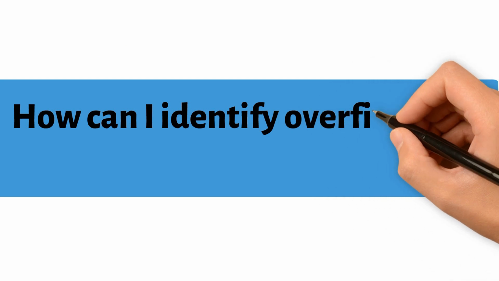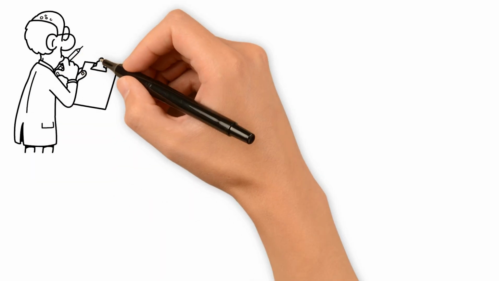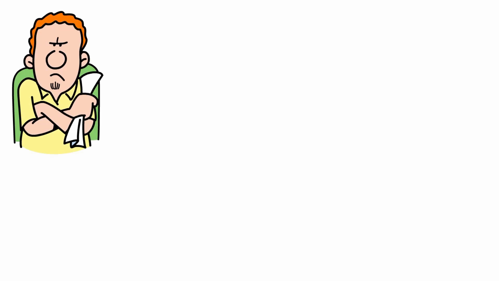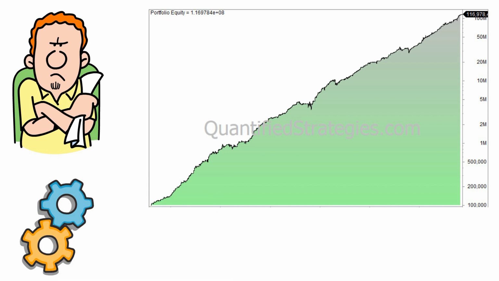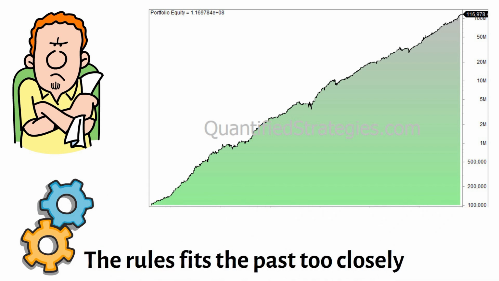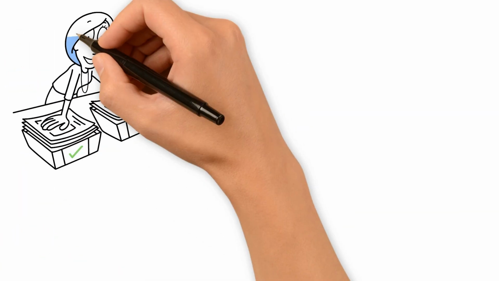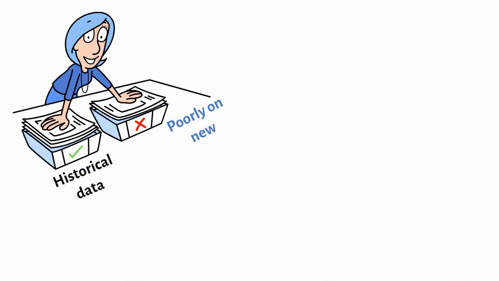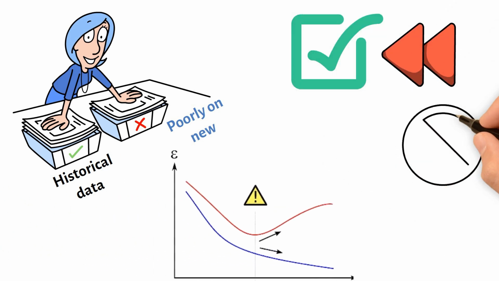How can I identify overfitting in my backtesting results? Overfitting in backtesting happens when your trading strategy looks perfect on past data but doesn't do well in real trading. If you get results like the equity curve on the screen, you might want to check if your backtest settings are correct or the rules fit the past too closely. It's most likely too good to be true. To identify overfitting, check if your strategy performs exceptionally well on historical data but poorly on new, unseen data. If it does, it might be overfitting, meaning it's too finely tuned to past data and less likely to be adaptable to new market conditions.